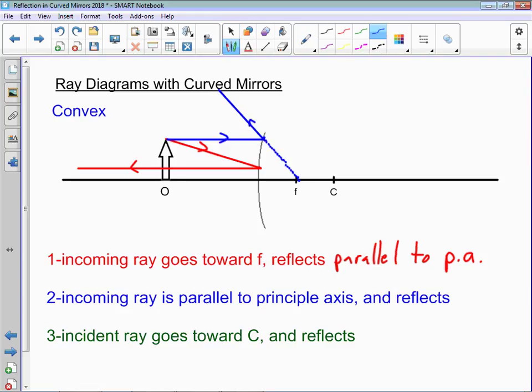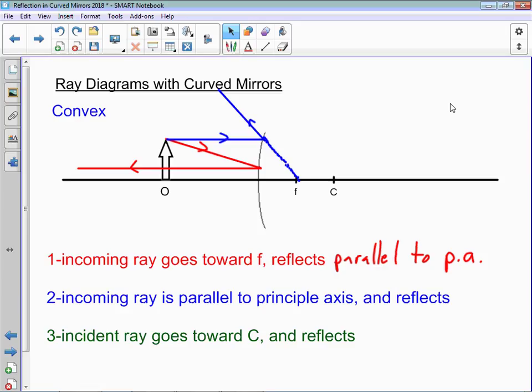The light ray is dotted between the focus and the mirror because the reflected light ray never actually gets to that spot. It just looks like it's coming from there. And the same thing, notice that the two reflected light rays, the red one and the blue one, don't actually meet on the side of the mirror where the object is. They're diverging, they're going away from each other.